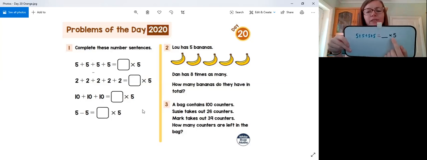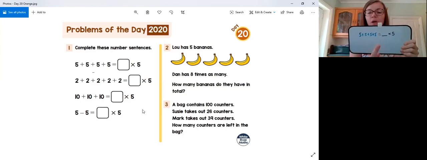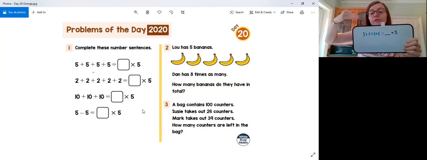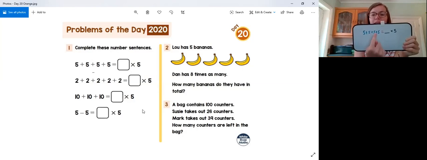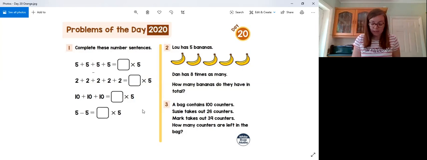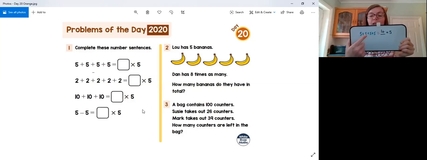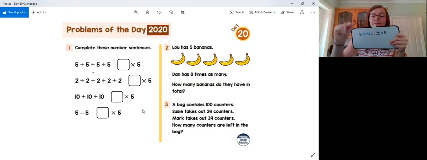I also know that I sometimes describe multiplication as repeated addition, because if you have so many lots of something, it's like you are adding it to itself each time. So if I am adding 5 to itself each time, I have got 1, 2, 3, 4 lots of 5. So my missing number here is 4. And you can check that. 5, add 5 is 10, add 5 is 15, add 5 is 20. 4 times 5: 5, 10, 15, 20.